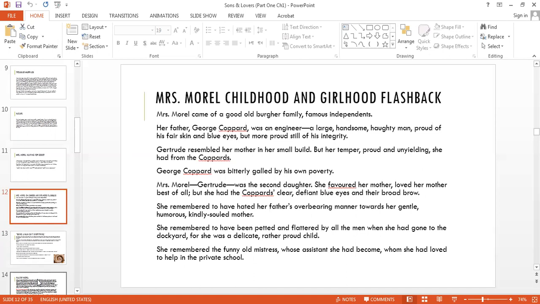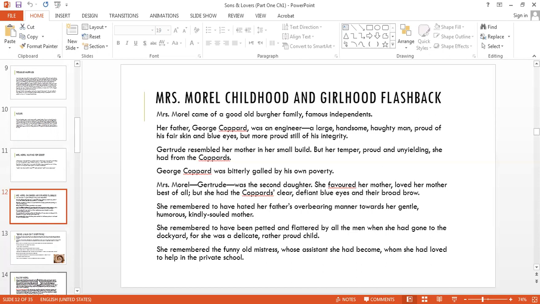The narrator, he wants to tell us some kind of a background about this character, Gertrude. So he takes us into a flashback. First, he introduces to us as reader her childhood. She came from a good old family. They are famous as being independent. Her father is an engineer. He's a handsome, heighty man, proud of his fair skin and blue eyes. He was proud and he's filled with integrity.